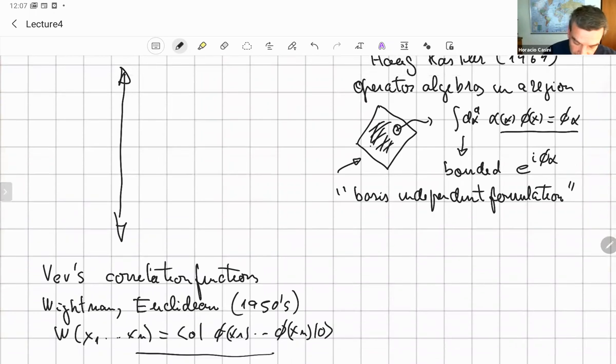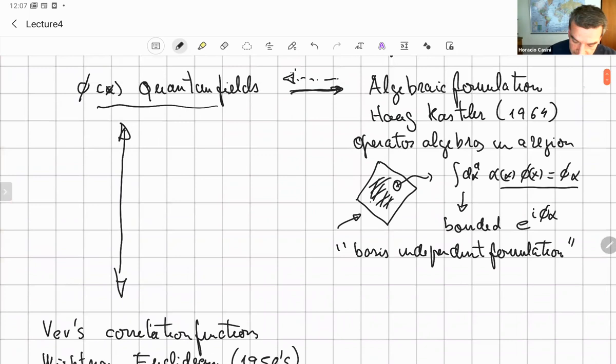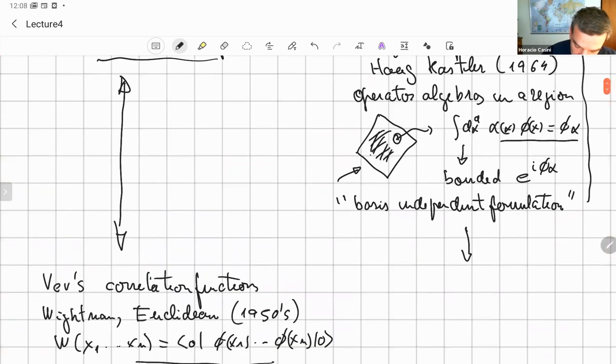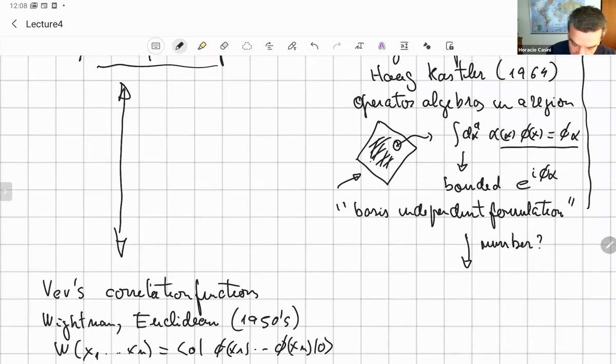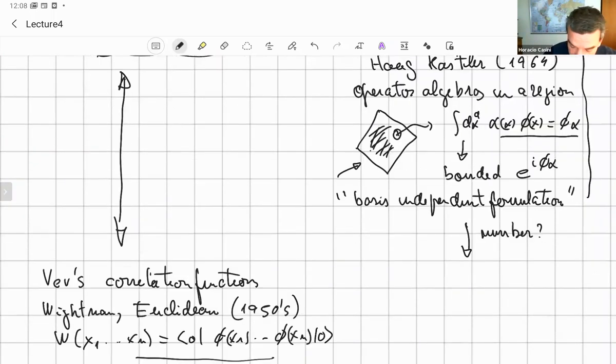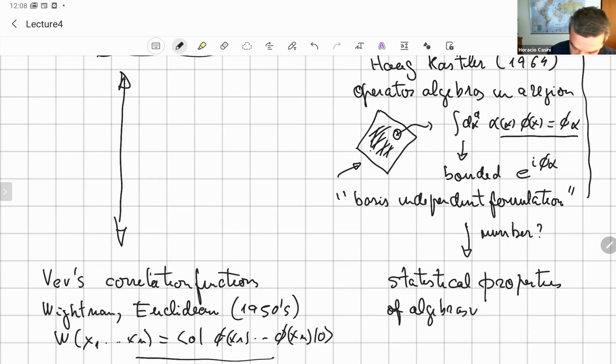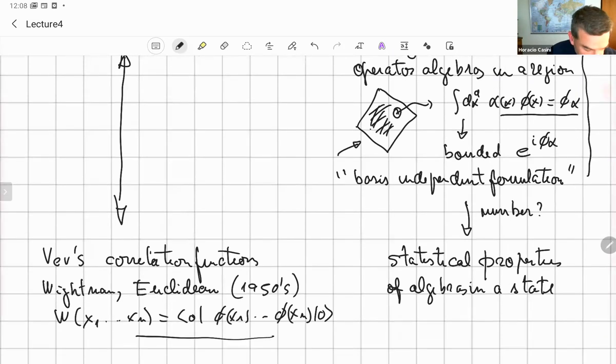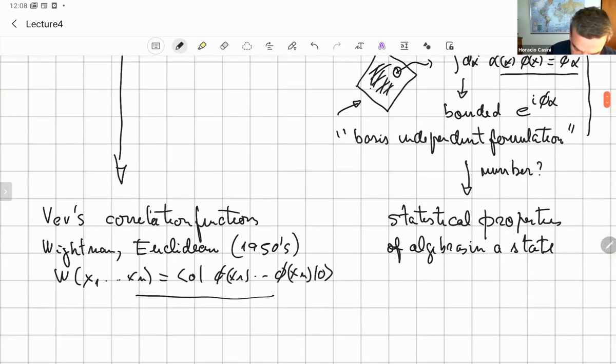So if you think in this other formulation about algebras in regions, what would be the similar step? So you want to produce a number out of an algebra. And if you think a little bit, starting from the vacuum state, there are no other quantities that have statistical properties of algebras in a given state, for example, the vacuum. And this leads us to the entanglement entropy.